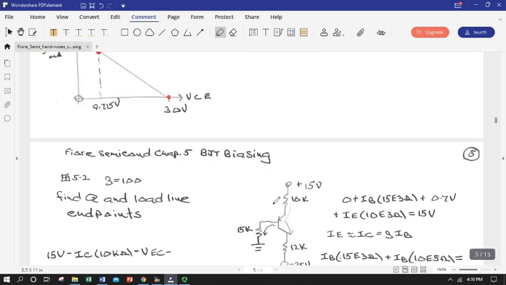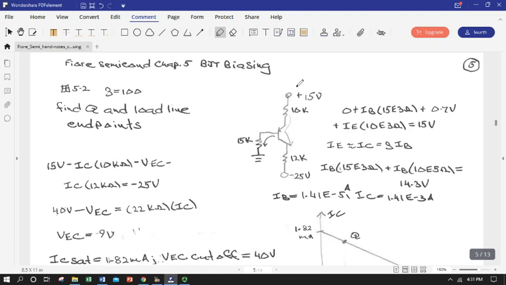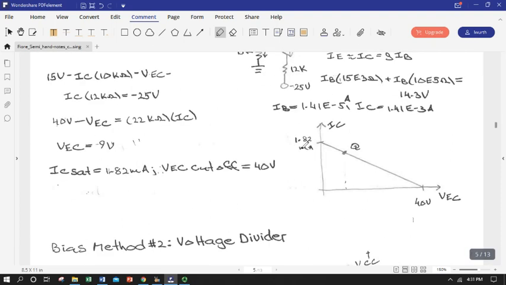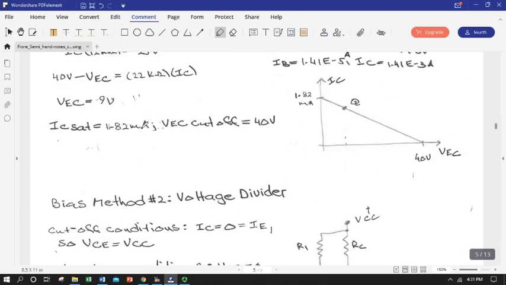Okay. So there is another example that I will let you walk through that's very similar, same kind of approach to supplies, and you can get your Q point and load line.